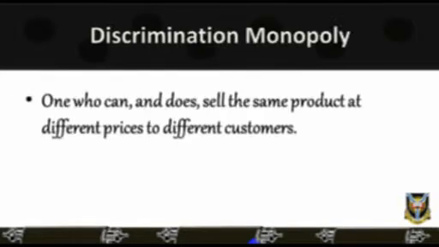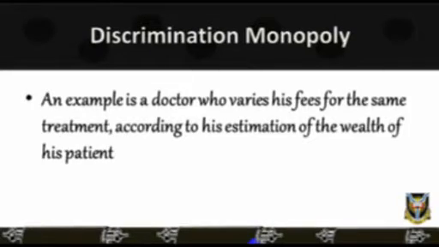Discrimination monopoly. A discrimination monopoly is one who can and does sell the same product at different prices to different customers. An example is a doctor who varies his fees for the same treatment according to his estimation of the wealth of his patient, or a car manufacturer who sells cars in export markets at a lower price than on the home market.